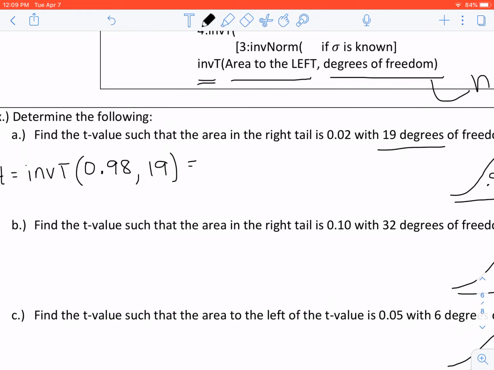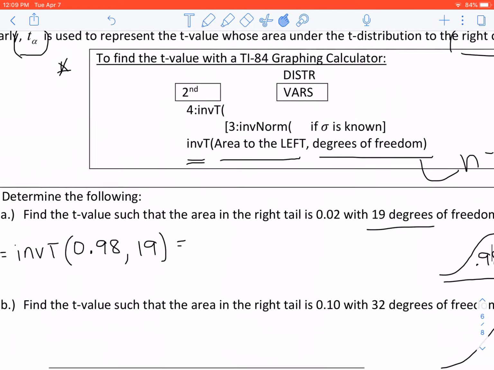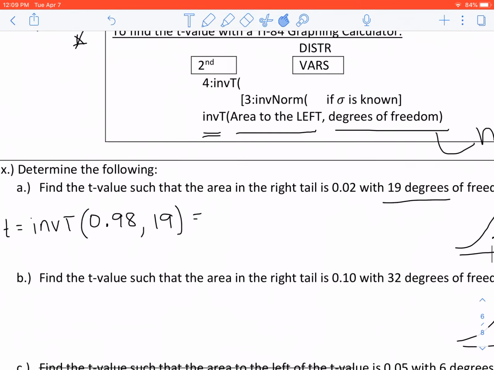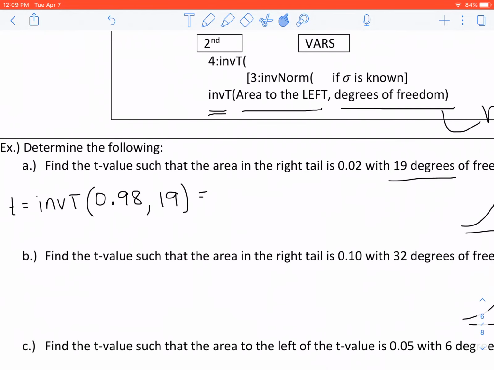and it tells us that there's 19 degrees of freedom. Again, the directions are up above on how to use your calculator. Going to second, vars. For me, it was number 4, inverse t. Again, that's rounded to 3 decimal places on this. So for the answer here, I have 2.205.